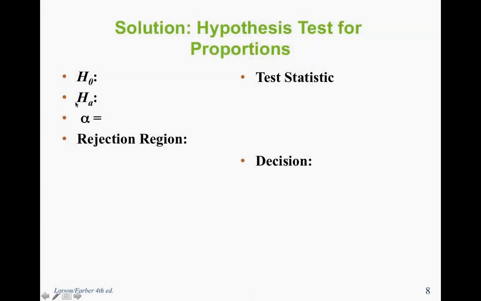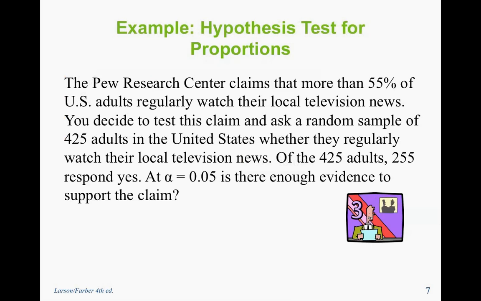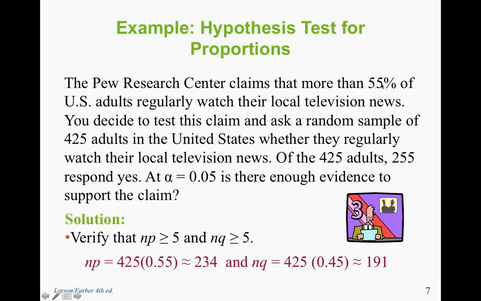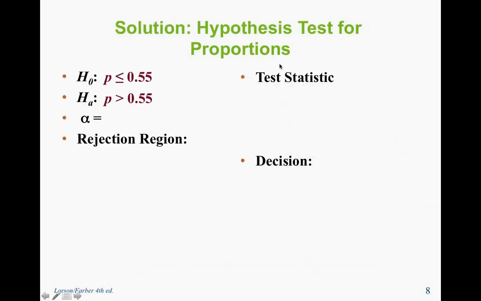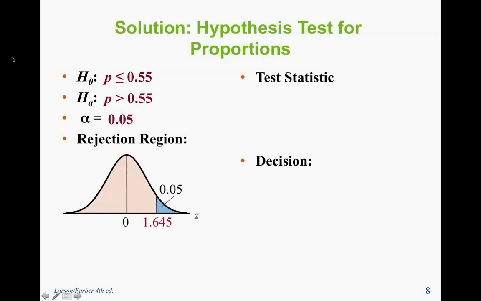Now we pick our H0 and our alternative hypothesis. Since in the problem it said more than 55%, our alternative is the only place we can put our information. Therefore, when we go to solve, if the alternative is greater than 0.55, the null has to be less than or equal to 0.55. So this one is technically our claim. Then we write down our alpha from the problem, 0.05. Then we draw our rejection region. Since this is greater than, we know this is right-tailed.